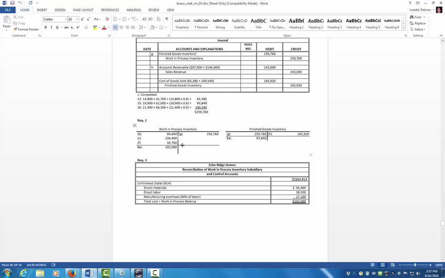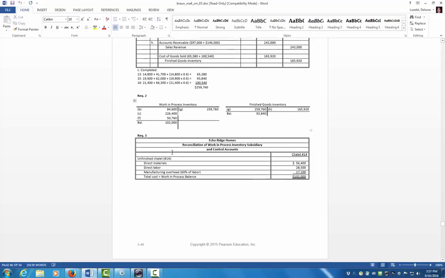And then our $102,000 work in process inventory. That should be the unfinished chalet of number 14. Remember, we moved and completed 13, 15, and 16 into finished goods. Of the chalets that were given to us in this problem, the only one that was not completed was number 14. So that should be the only one left in our work in process inventory. And if we look at the direct materials, direct labor, and manufacturing overhead involved with that chalet, we see that yes, it should be 102,000, and it does match that number. So we have done that all correctly.